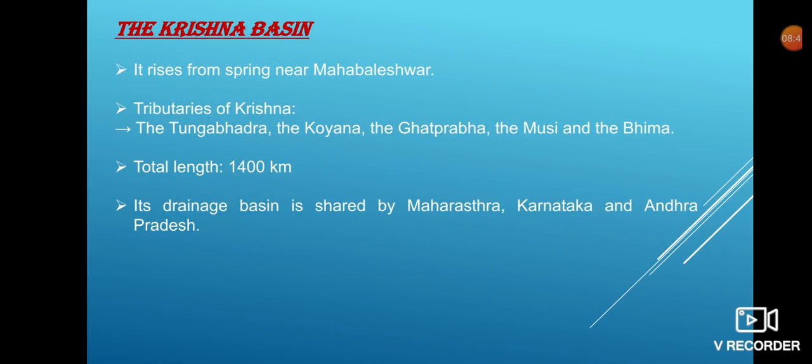The Krishna Basin. The Krishna rises from a spring near Mahabaleshwar. The Krishna flows for about 1400 kilometers and reaches the Bay of Bengal. The Tungabhadra, the Koyana, the Ghatprabha, the Musi and the Bhima are some of its tributaries. Its drainage basin is shared by Maharashtra, Karnataka, and Andhra Pradesh.